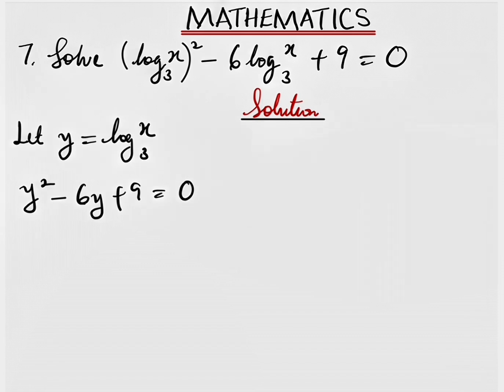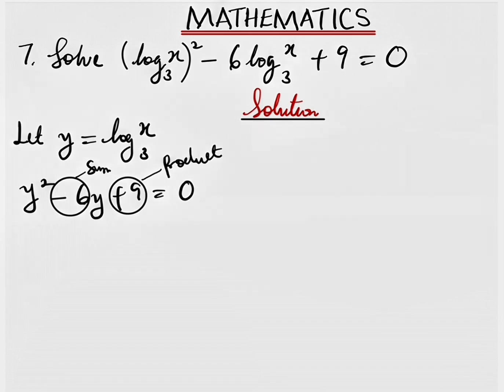Now I'm going to employ a factorization method to get the roots of the equation. In the factorization method, what we do is to consider the last term and the middle term. Since the leading coefficient is 1, we'll just consider the last term and the middle term. So look for two terms such that their product gives positive 9 and their sum gives negative 6.